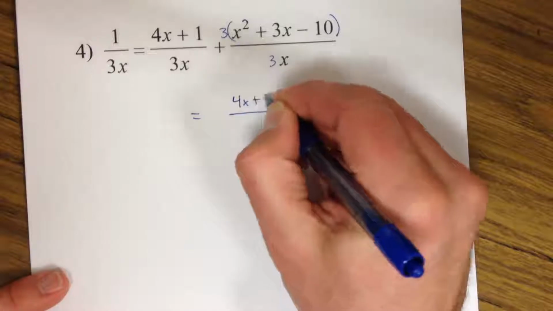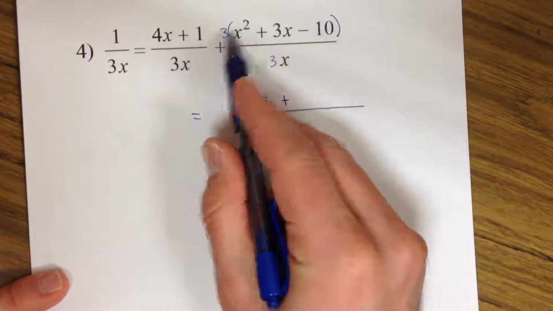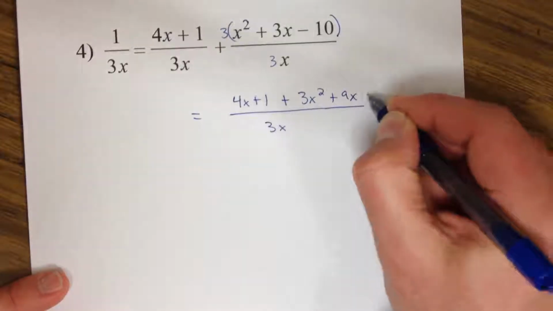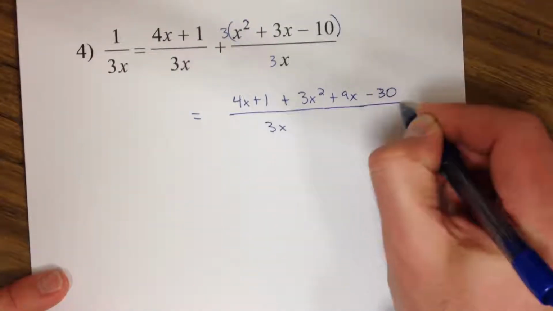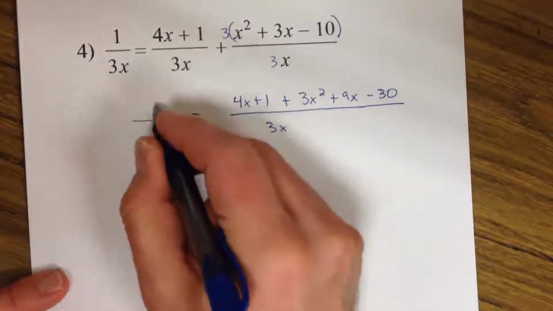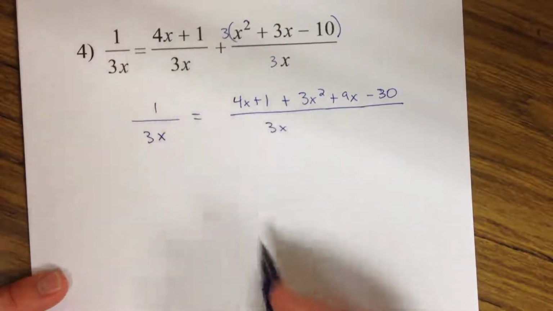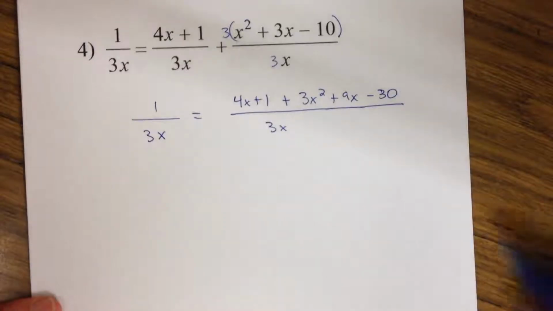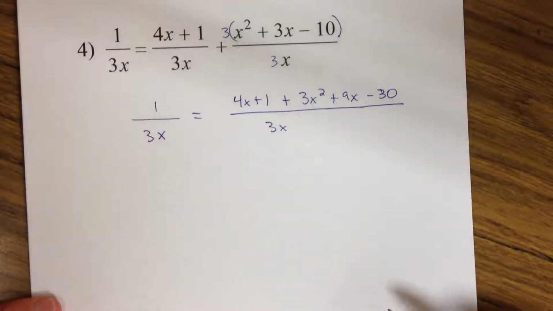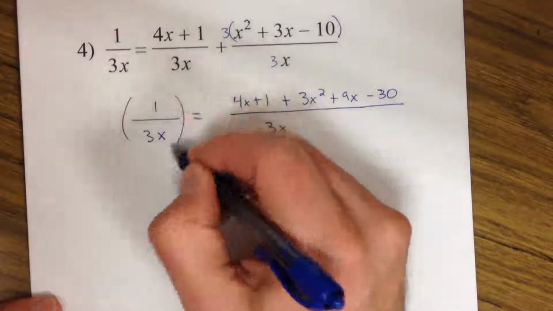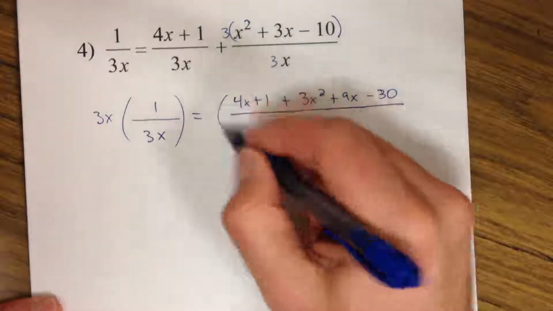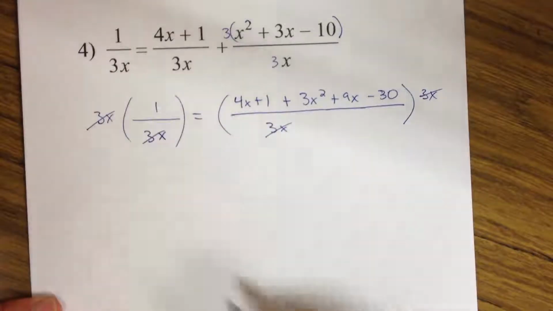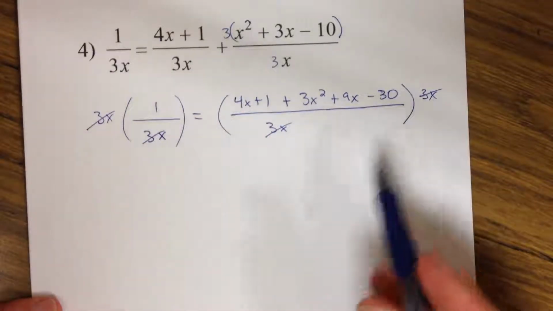So 4x plus 1 plus, I'm going to go ahead and distribute this 3. So 3x squared plus 9x minus 30. And over here on this side, I have 1 over 3x. Again, if I multiply both sides by 3x, it's going to get rid of the fraction altogether. So I'm left with, see how I'm left with just what's up top.